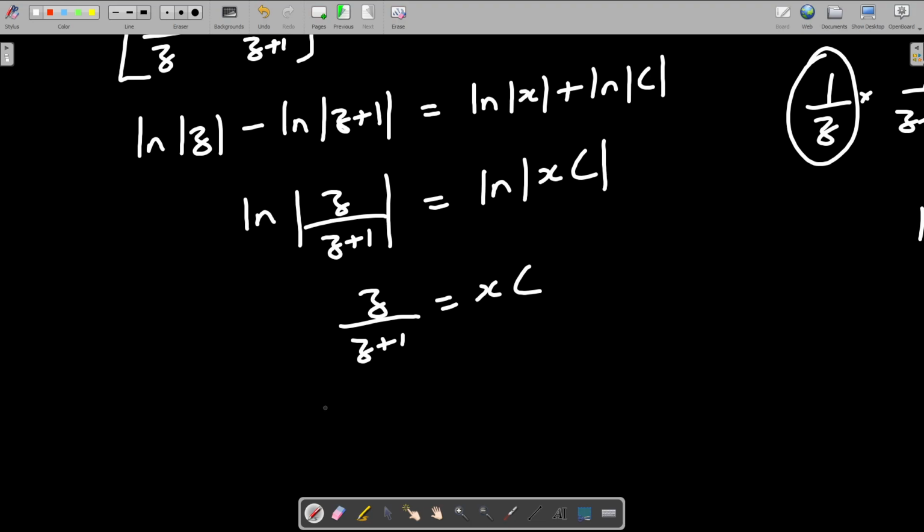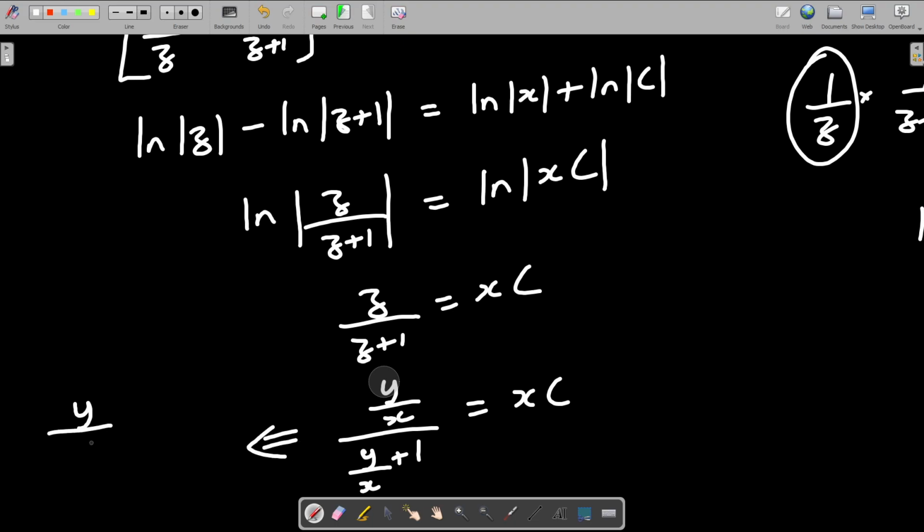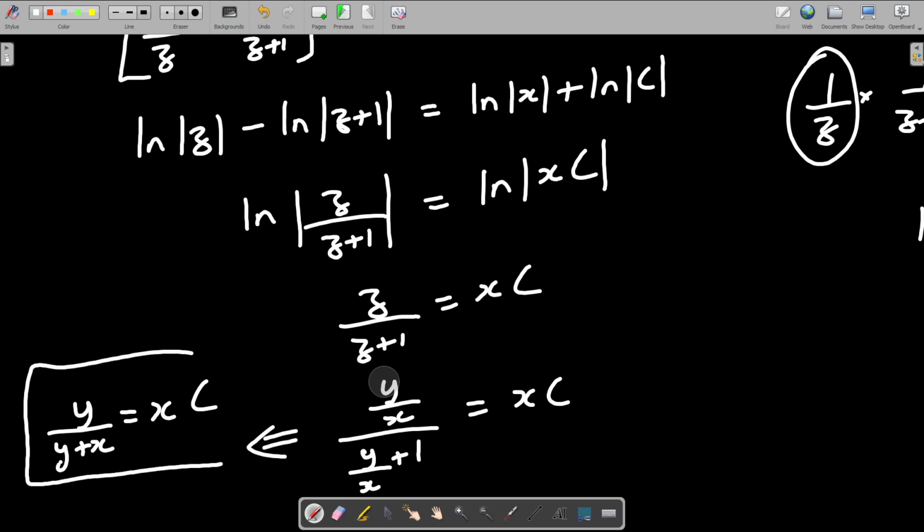Okay, so you can write here that you have y by x upon y by x plus 1 is equal to x times c. Right? You can cross multiply this x here on top. You make it y plus x divided by x, and that x and x will cancel over here. Okay, so this will leave you with the final answer as y upon y plus x is equal to x times c. This is your final answer. Okay, clear?